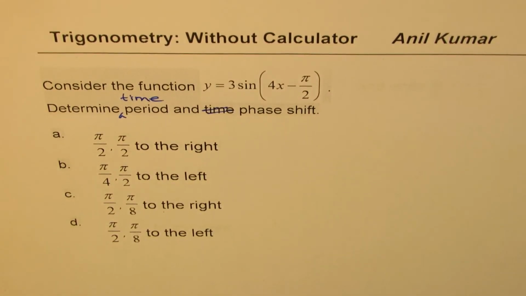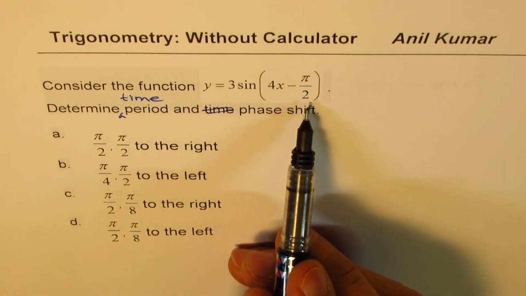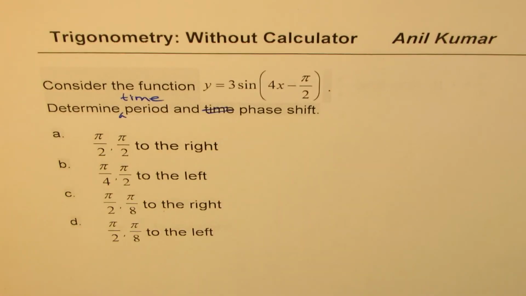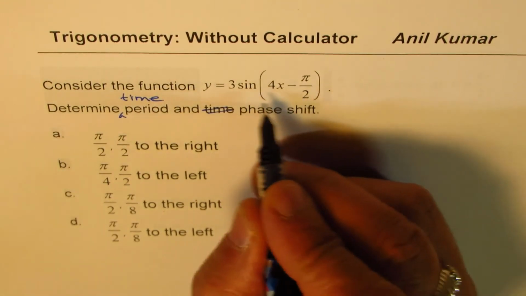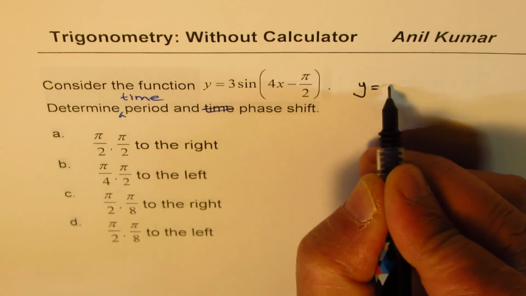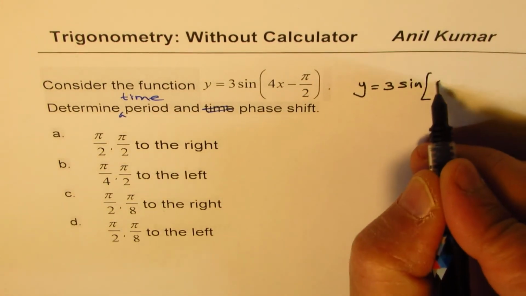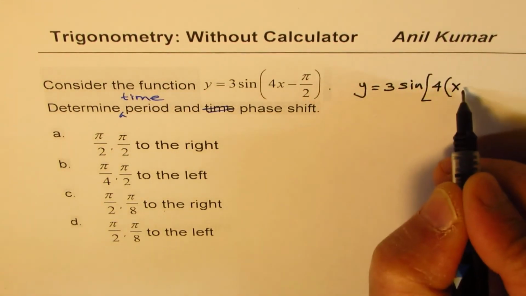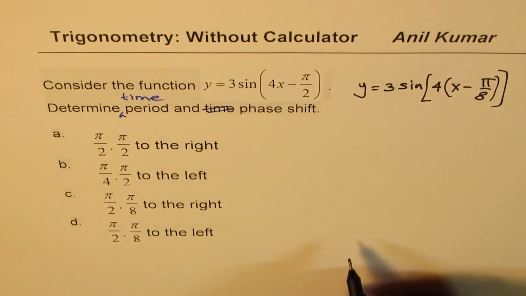Consider the function y equals 3 sine of 4x minus pi by 2. Determine the time period and phase shift. 4 choices are given to us. We should rewrite this function as y equals 3 sine, taking 4 as a common factor, otherwise you'll write the wrong answer, of x minus pi by 8, right? Now I think it's very clear.